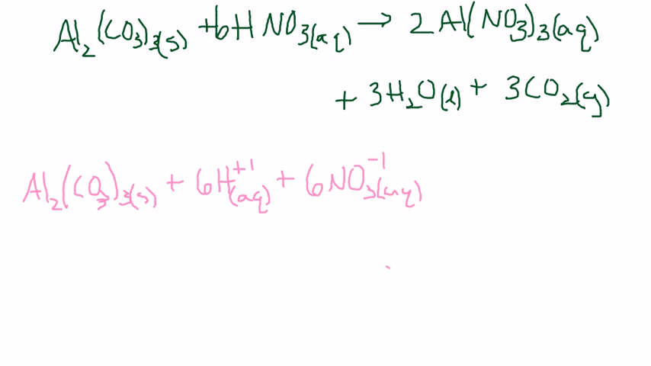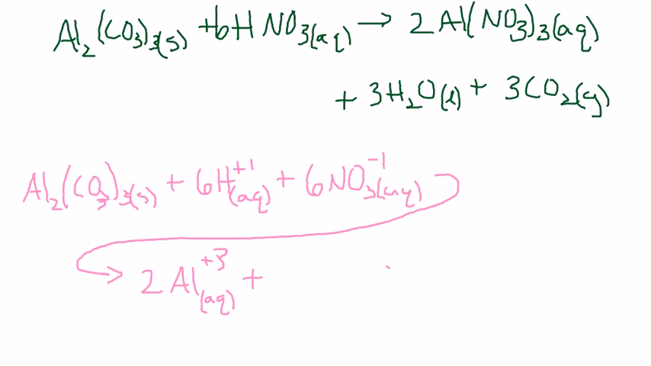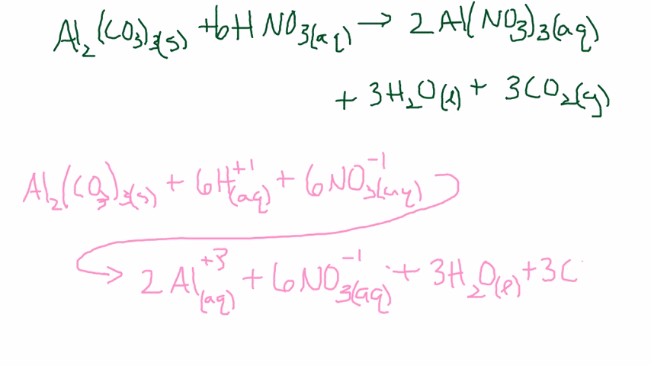Once we get that, we can move on to our products, and I'm going to give us a long kind of curvy line here. When we split up the aluminum nitrate, we're going to get 2 aluminums, and they're going to have a +3 charge, and those are aqueous, plus 6 nitrates, aqueous, and those are a -1 charge still. And then we're going to get 3 waters. We don't split this up, that's still a liquid. And we get 3 carbon dioxides. We don't split those up either because those are a gas.